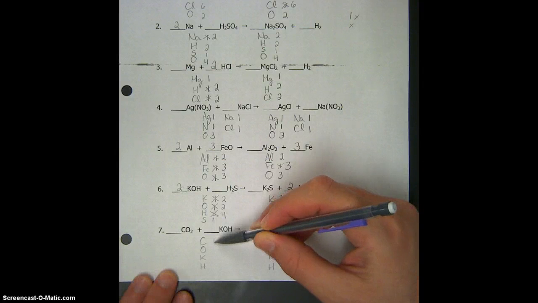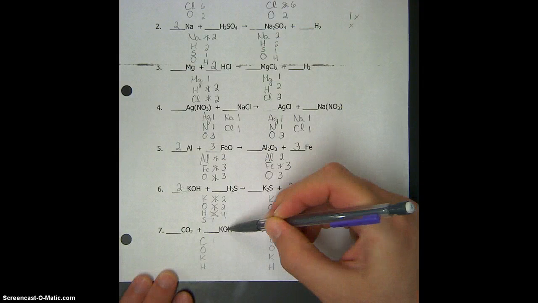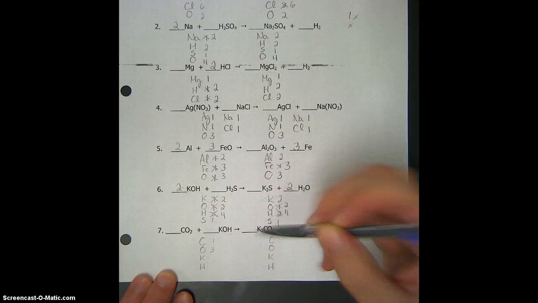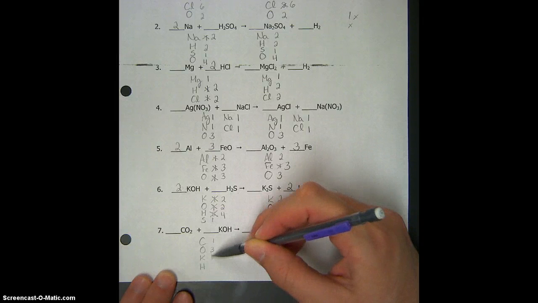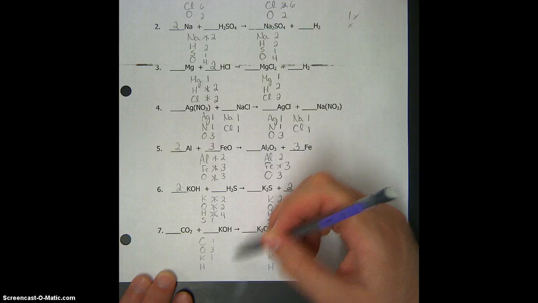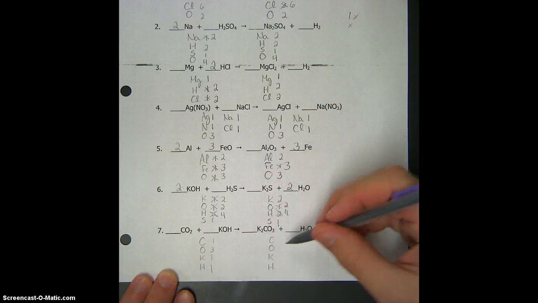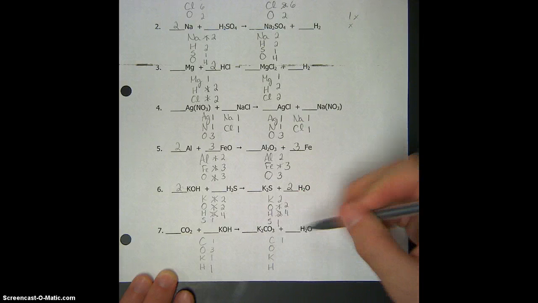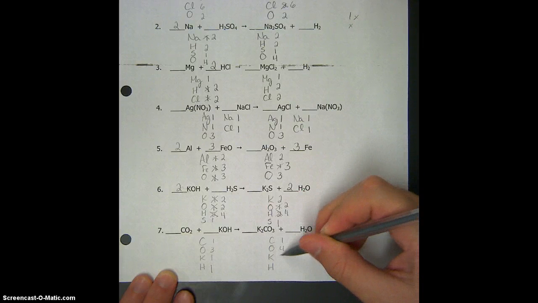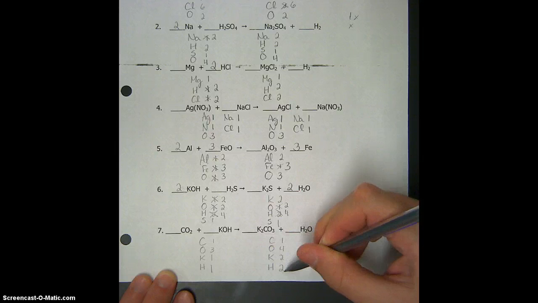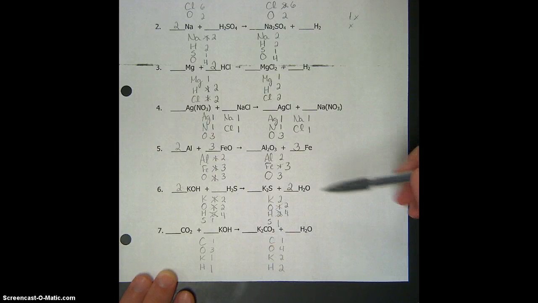Number 7, taking my inventory here, I've got 1 carbon, and 2 plus 1 for 3 oxygens, probably going to be obnoxious, oxygens like that. 1 potassium, and 1 hydrogen. Over here I've got 1 carbon, 3 plus 1 oxygen for 4, 2 potassium, and 2 hydrogen. So it's time to fix it.